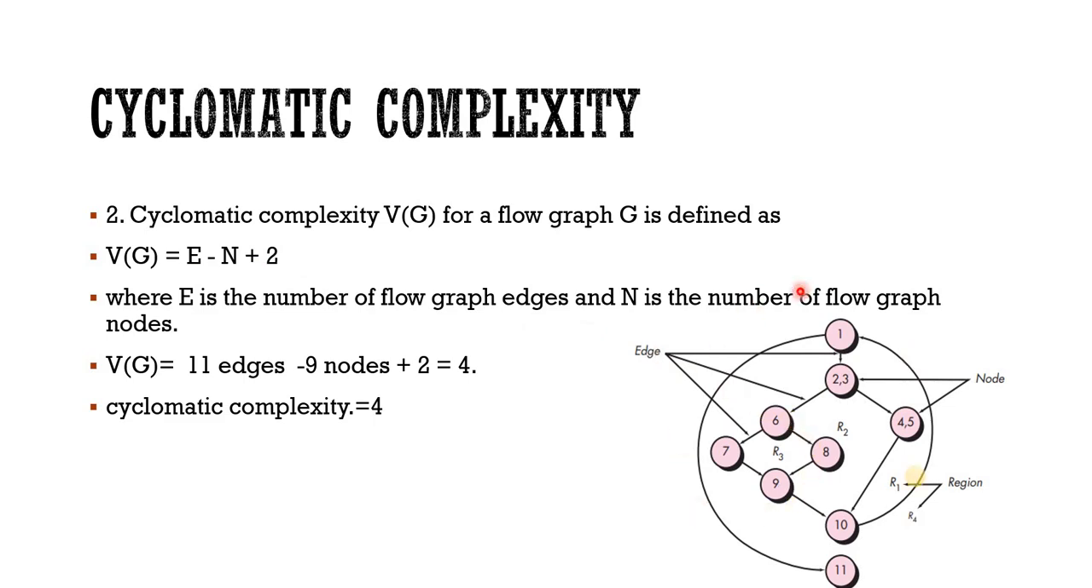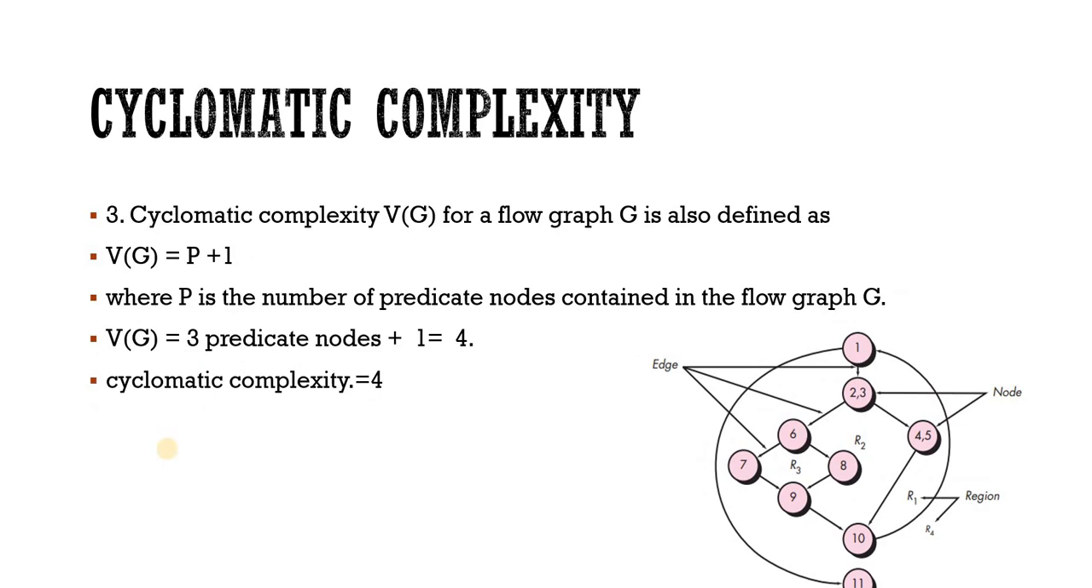Let me check in this graph. Here the number of edges is 11. 1, 2, 3, 4, like this. If you count the number of lines here, it totally gives 11. The number of nodes is 9. 1, 2, 3, 4, 5, 6, 7, 8, 9. Number of circles is 9. By subtracting 9 and adding 2, we get the answer 4. This is the second way of finding the complexity.